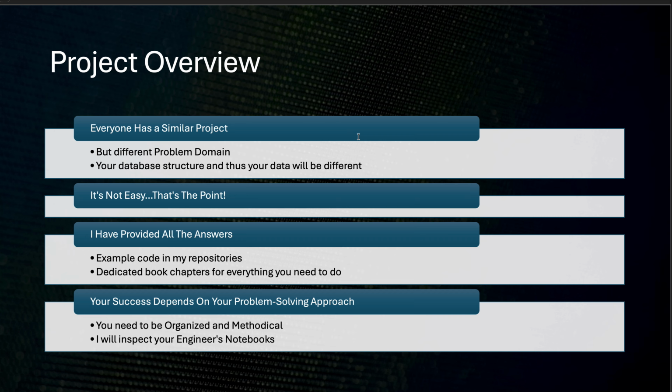But don't wait for me. You need to be proactive, and we're going to talk about that here in a second. It's challenging, yeah, right? That's the point. But while everyone has a similar project, your data structure is different. If everyone's database is different, and by different, I mean you're going to be using the same database, but you're going to have different data for your project. Like, for example, the name of everyone's project is different.